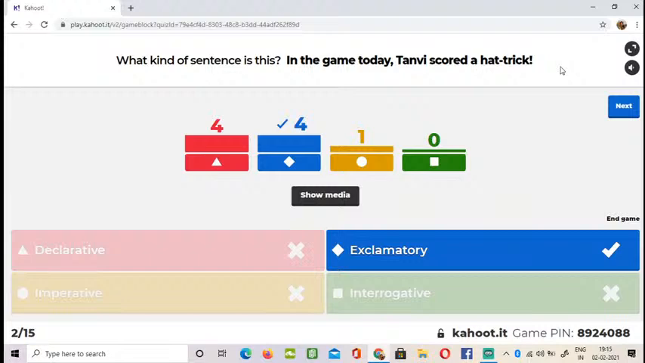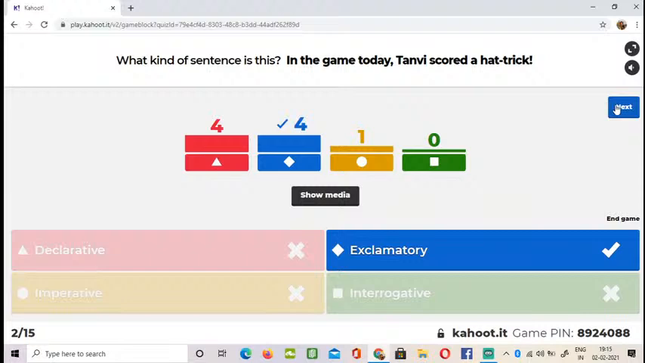But sometimes an imperative sentence also ends with an exclamatory mark. So you need to look carefully. Like, is the sentence requesting someone or expressing a feeling? So you have to look at the sentence carefully and then answer, because sometimes an imperative sentence also ends with an exclamatory mark, not always an exclamatory mark.